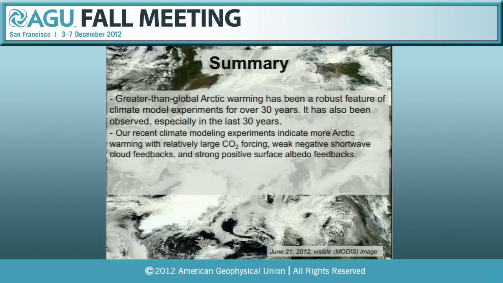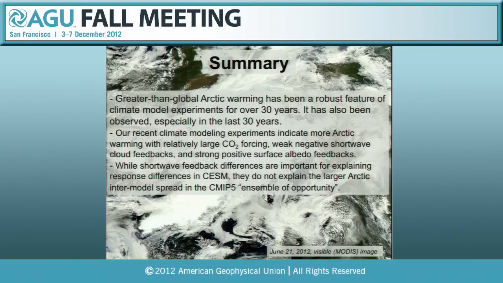Recent climate modeling experiments that we've done show that the CO2 forcing, the amount of weak negative shortwave cloud feedbacks and strong positive surface albedo feedbacks are important for explaining differences in two flavors, basically, of the NCAR model. And finally, while these shortwave feedback differences appear to be quite important for explaining trajectories in CESM, they don't explain the larger CMIP-5 ensemble.